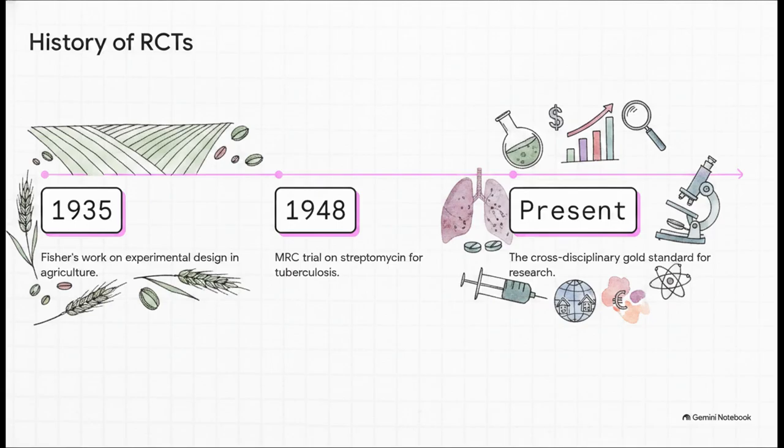Then, a huge milestone happened in 1948. The focus shifted from crops to human lives. The British Medical Research Council ran a trial on streptomycin as a treatment for pulmonary tuberculosis. This was a landmark moment. They used random allocation and systematic comparison, proving the undeniable life-saving value of randomization in medicine. So, from the muddy fields of 1930s agriculture to mid-century TB wards, this methodology blossomed into the cross-disciplinary gold standard we rely on today in economics, criminology, and beyond.